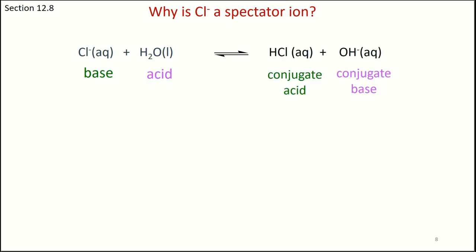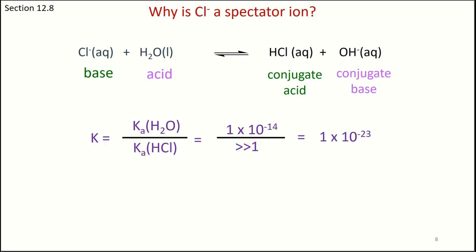The conjugate acid that would be formed would be hydrochloric acid, and the conjugate base that would be formed would be hydroxide. We know that hydrochloric acid is one of the 6 listed strong acids, and hydroxide we also recognize is a very strong base. We can calculate the value of K of reaction to see what this means in the context of the question.